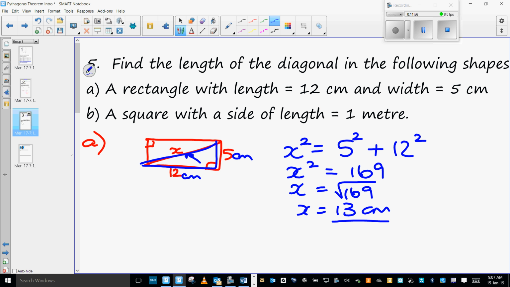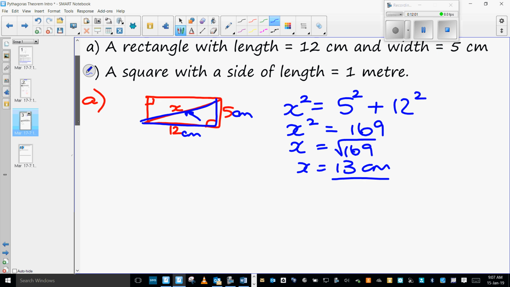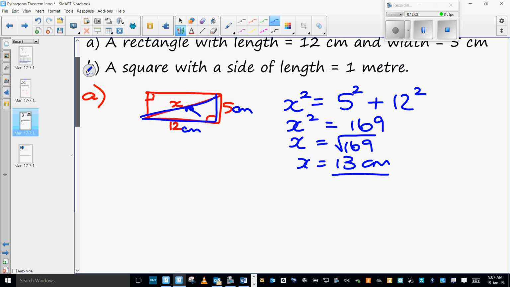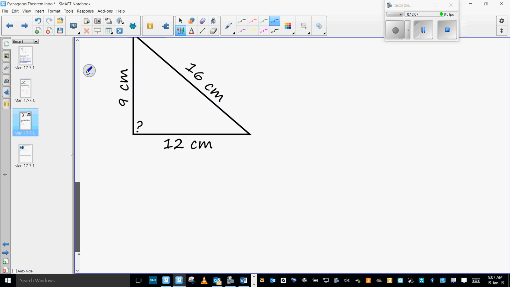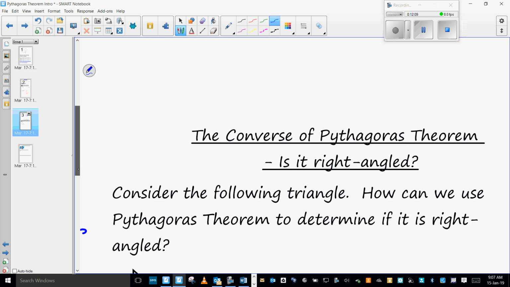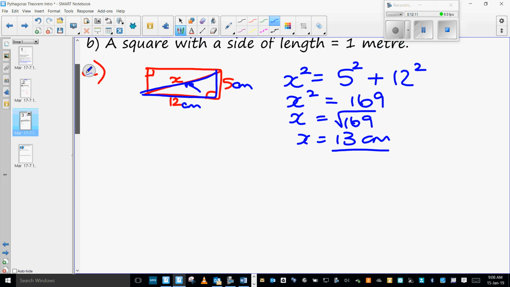Alright, so that was A. And now we have to do part B. So this time it's a square. Alright, so we're going to draw a picture of a square now. Again, not pretty. Doesn't really matter. Mine looks a little bit more rectangular. Doesn't matter. It says side length 1.